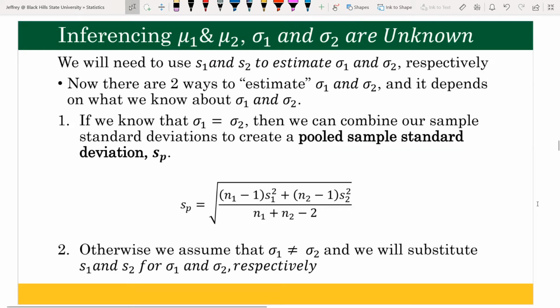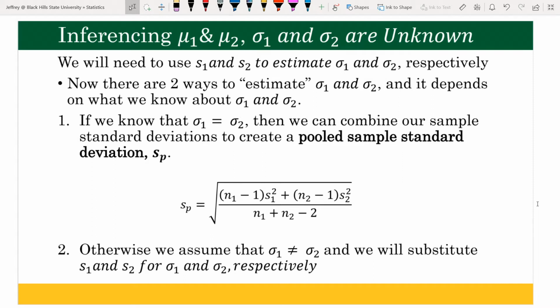Assuming that sigma 1 and sigma 2 are unknown, we basically will have to use S1 and S2 to estimate our population standard deviations. There are two ways we can effectively estimate this, and it depends on whether or not we can assume that the variances are the same between both populations, or if they are not the same. For this class, we will basically just be told whether or not these two population variances are the same or different.